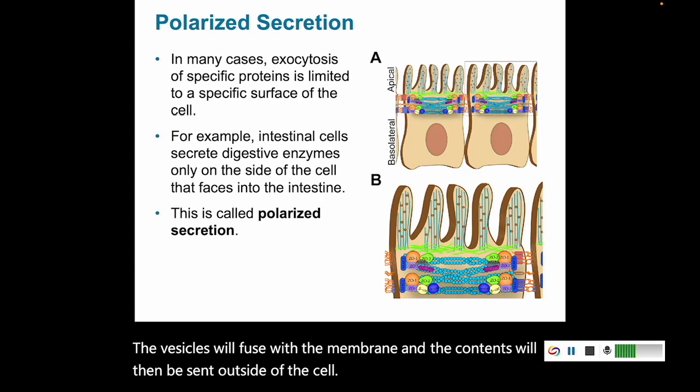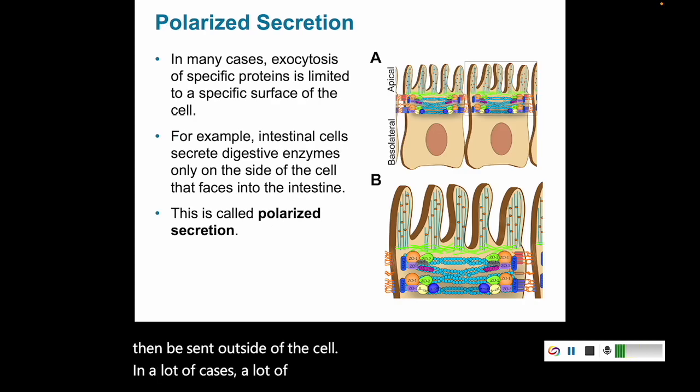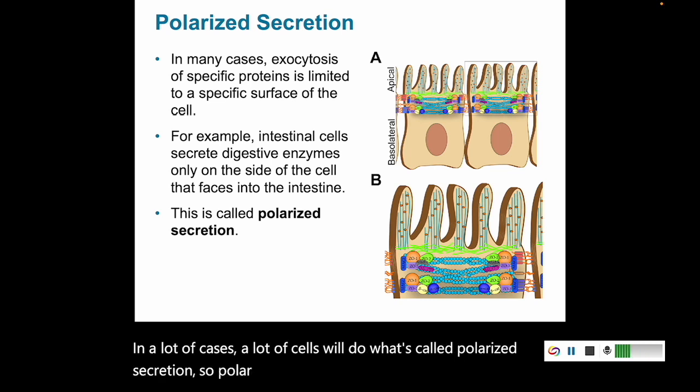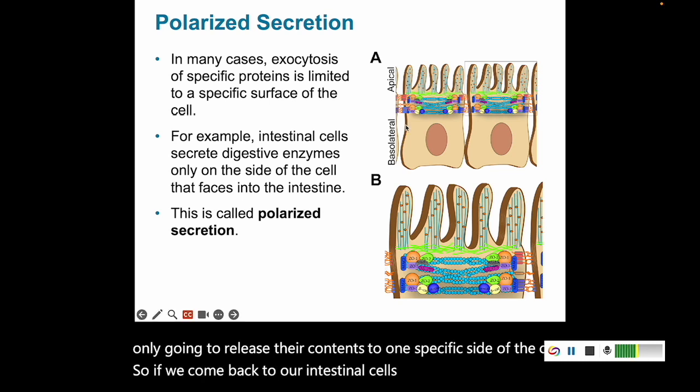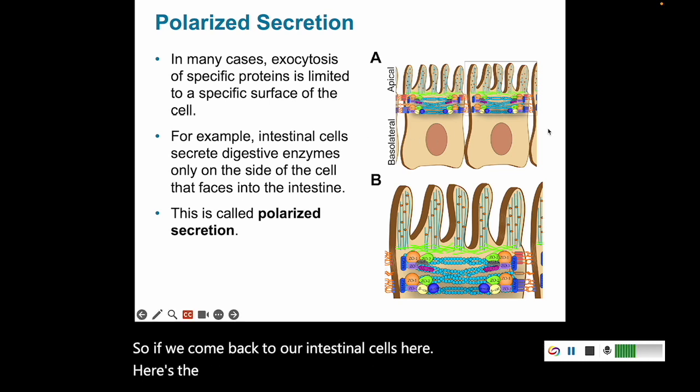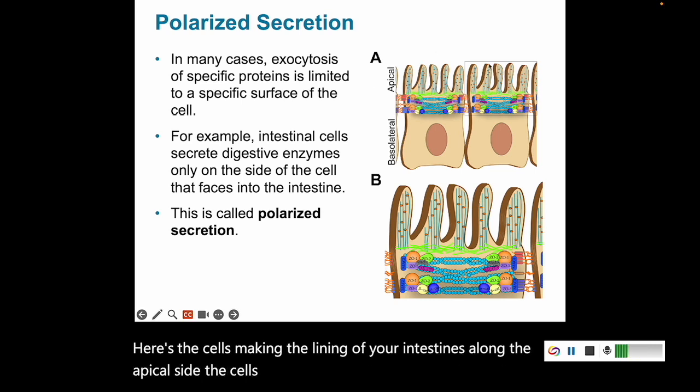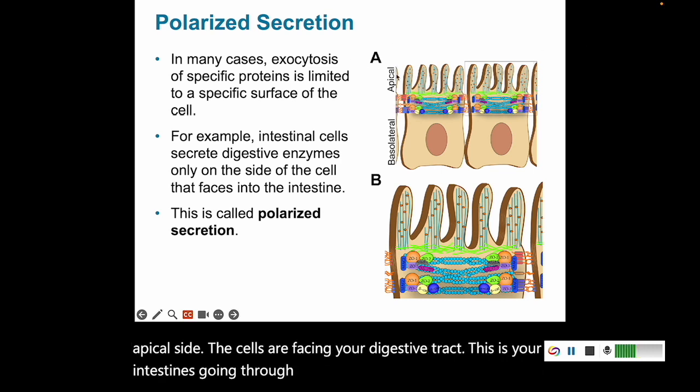In a lot of cases, a lot of cells will do what's called polarized secretion. So polar means the two sides are different. So they're only going to release their contents to one specific side of the cell. So if we come back to our intestinal cells here, here's the cells making the lining of your intestines. Along the apical side, the cells are facing your digestive tract. This is your intestines going through here. So these little villi are pulling in nutrients from your food.